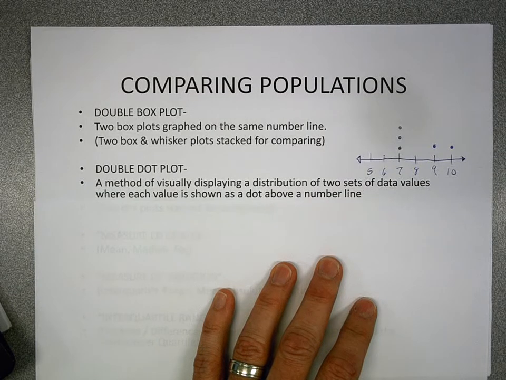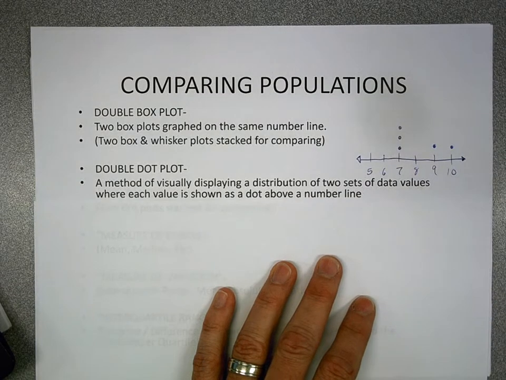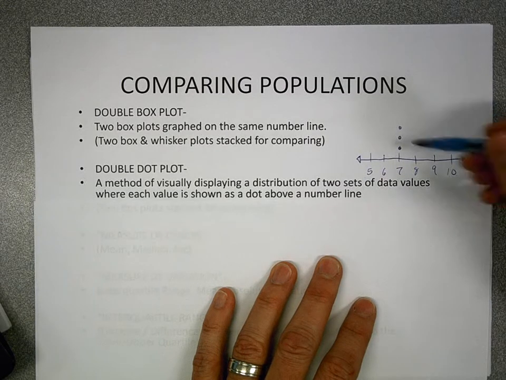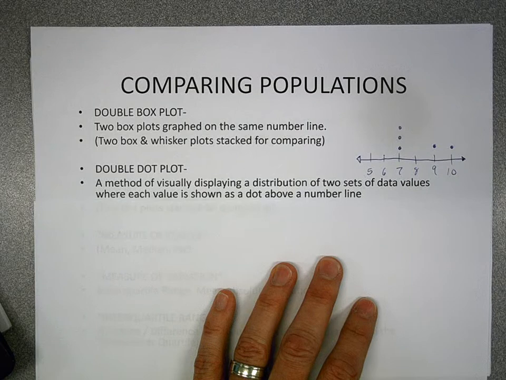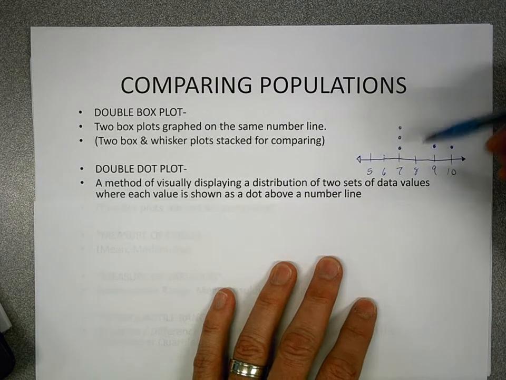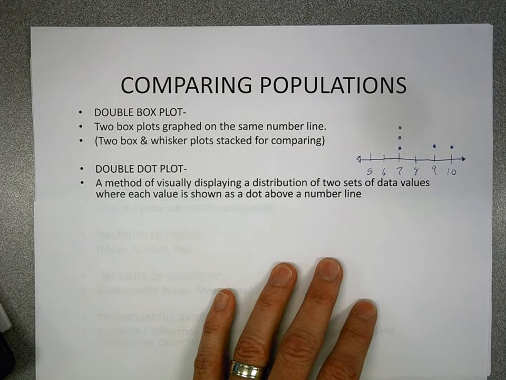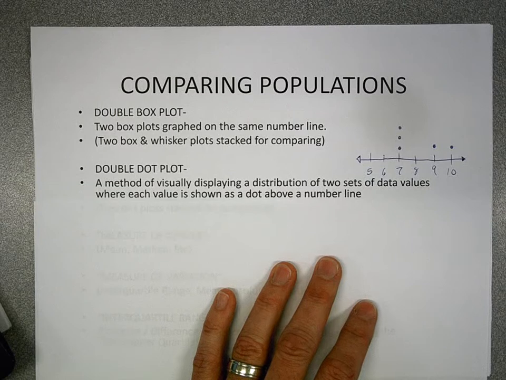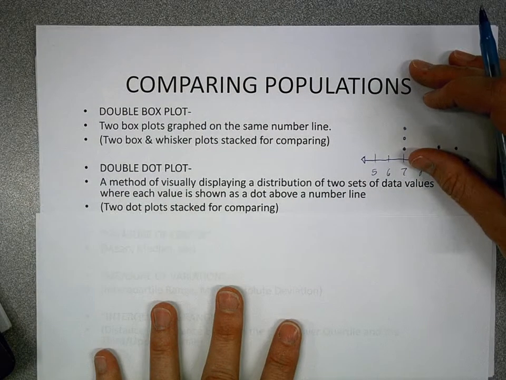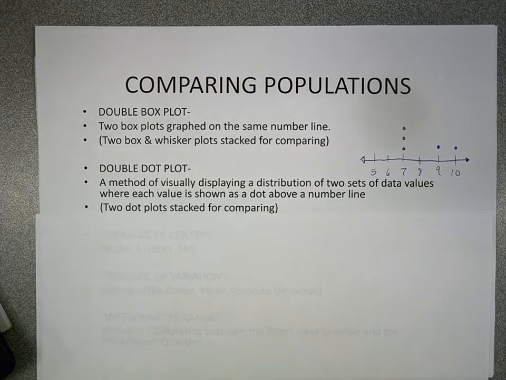Each dot represents each value in the data set, in this case, each person and how many songs they downloaded. It's almost like a bar graph in a way, in that you can compare by looking at the height of them as well. So that's what a dot plot is. A double dot plot, you can write in your little box there: 2 dot plots stacked, one on top of the other, for comparing.